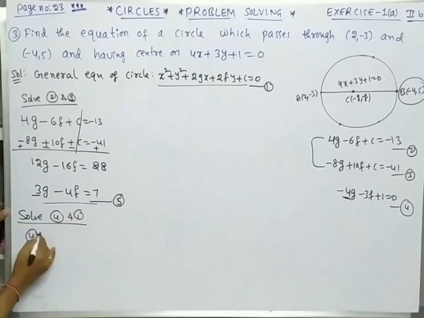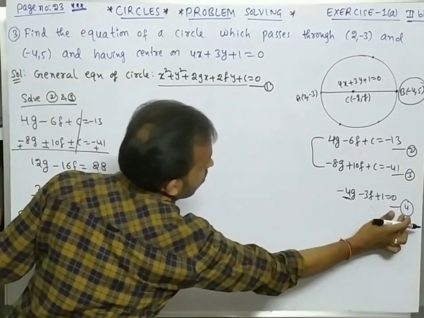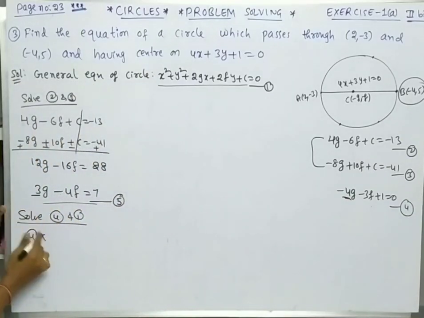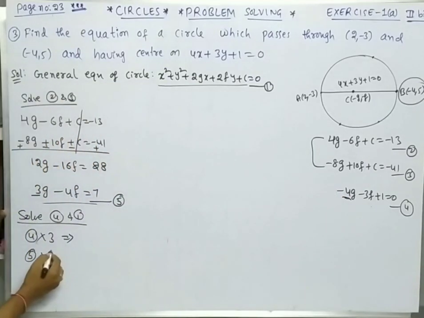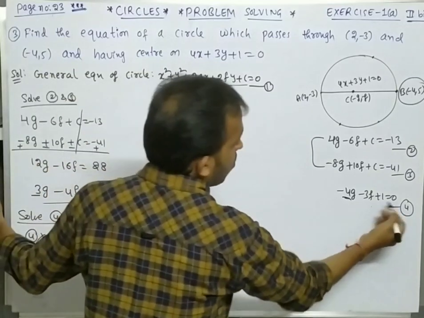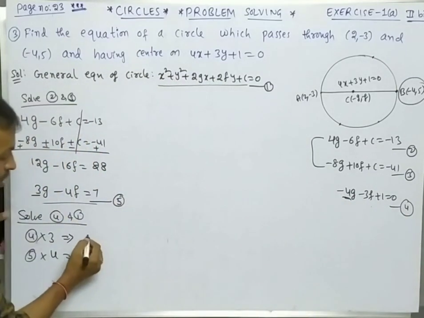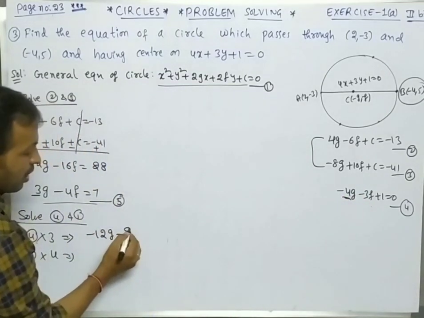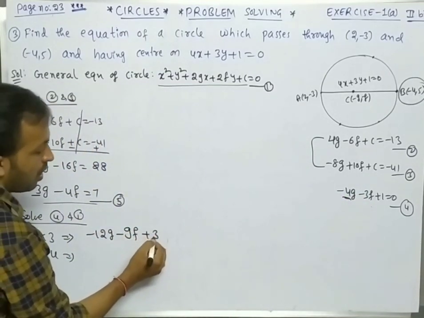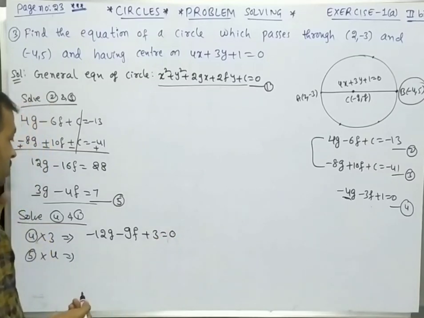Multiply equation 4 with this coefficient, means 3, and multiply 5 with that coefficient. So here I am equating g coefficients. Now equation 4 with 3: 3 4s are 12g, 3 3s are 9f, plus 3 is equal to 3 into 0, that is 0.